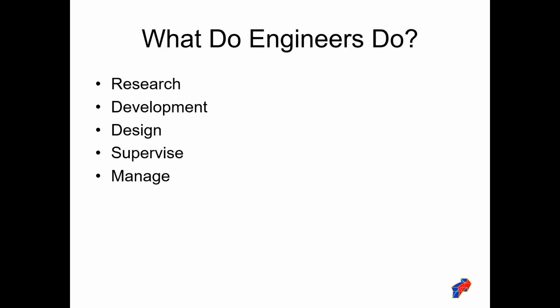What do engineers do? Engineers do 5 main things. They will research, develop, design, supervise, and manage.